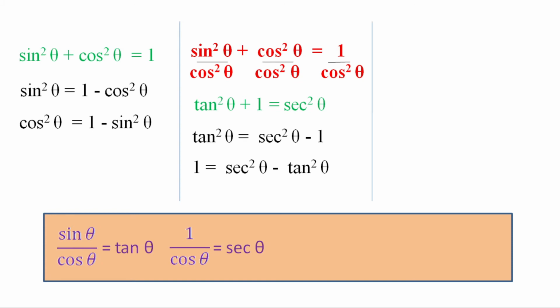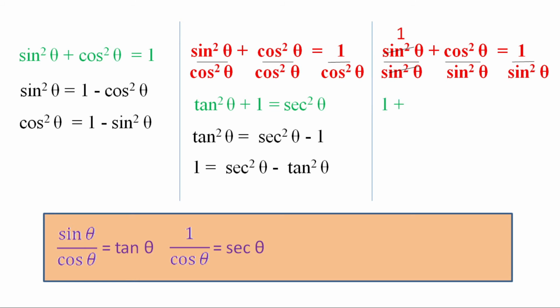Now how to get the last 3? Again we will use our main identity. Now we need to divide each of the terms by sine square theta. Sine square will get cancelled, it will become 1. Cos square upon sine square. What is cos upon sine? Cos upon sine is cot theta. So cos square theta upon sine square theta is cot square theta.